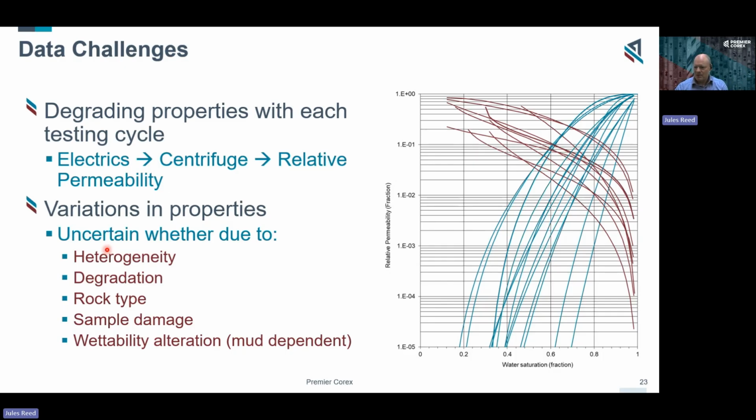So you maybe get hysteresis happening. And so the wide variation is difficult to understand, whether that's coming from heterogeneity, whether it's coming from a slight, small degradation of properties each time, a small plastic regime rather than fully elastic, whether it's a function of rock type, or whether there's been sample damage because of mud invasion, whether there's been wettability alteration, that is challenging to understand and potentially challenging to remove.